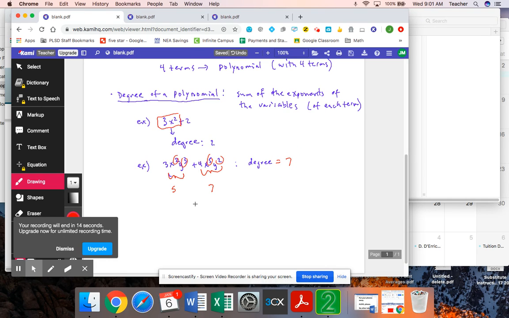The only other thing you should concern yourself with is standard form, and that just means writing it in the order of the degrees. Okay, so the highest degree first, and then list it after that.